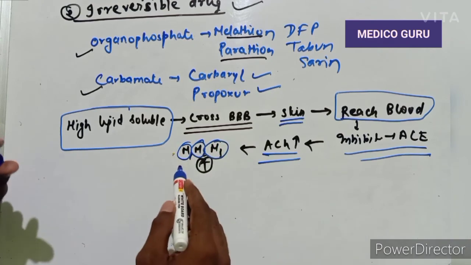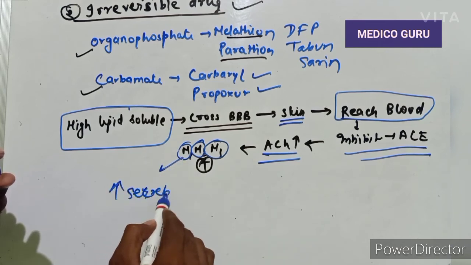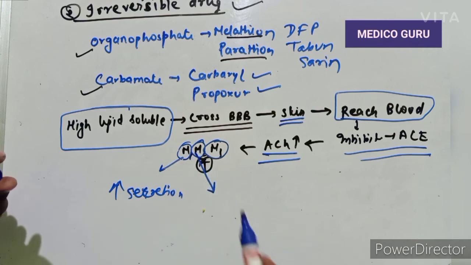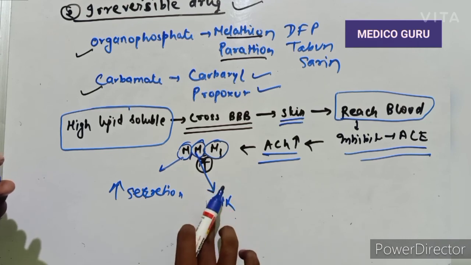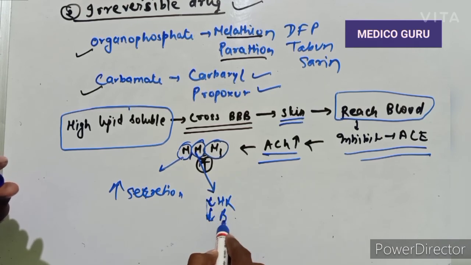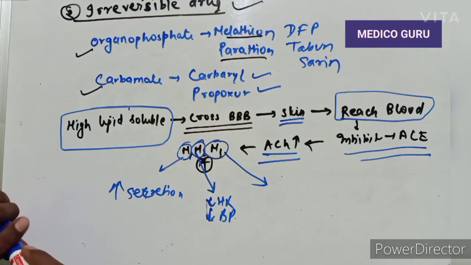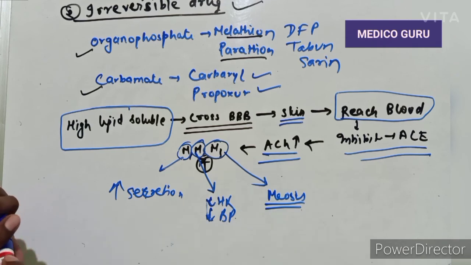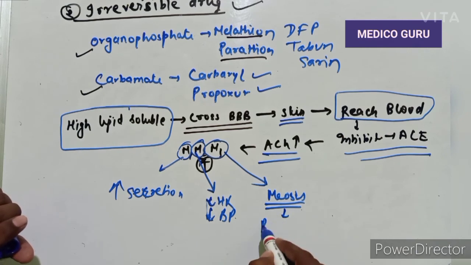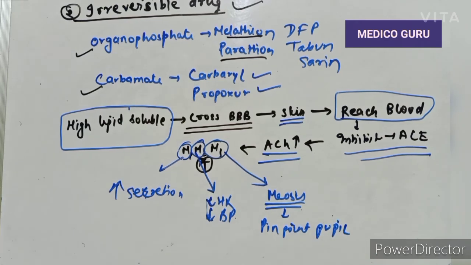What is the effect of the M1 receptor? It increases the secretions. What is the effect of the M2 receptor? It decreases the heart rate and decreases the blood pressure, BP. When the M3 receptor is stimulated, it causes miosis, but in this case it contracts the pupil very much, so there is a pinpoint pupil.